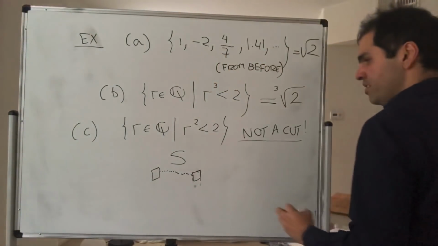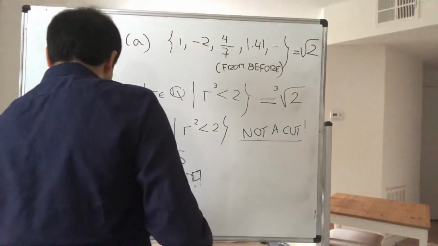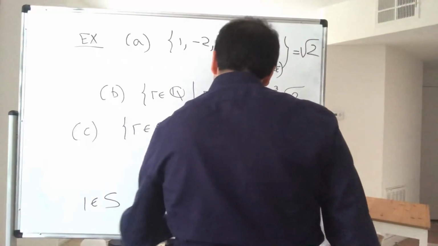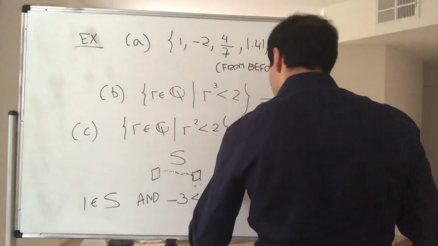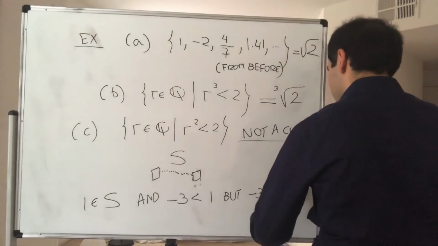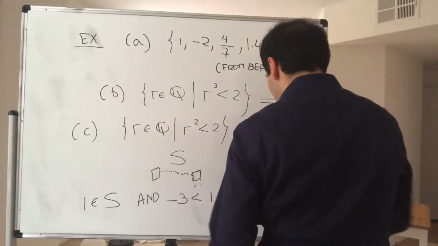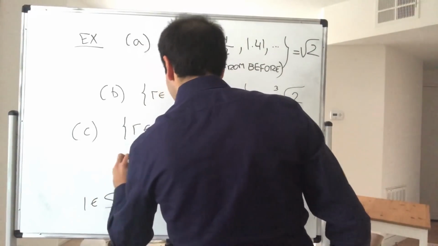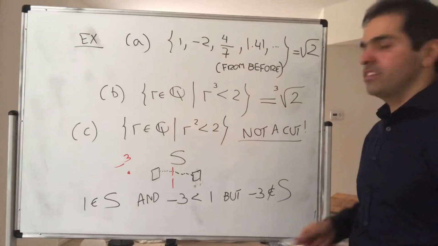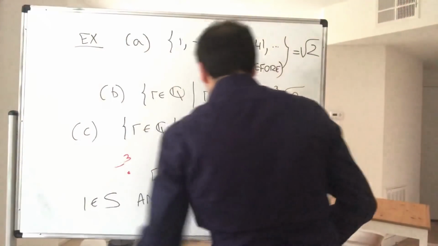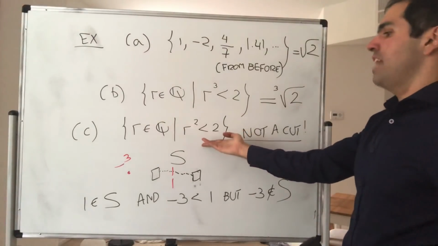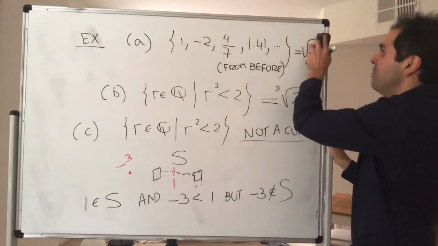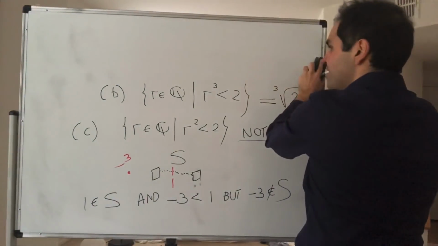But what's the issue? For instance, 1 is in S, because 1 squared is less than 2, and let's say minus 3 is less than 1, but minus 3 is not in S. You see, the number 1 is in S, but not everything smaller than 1 is in S. For instance, minus 3 is smaller than 1, so it's supposed to be in S, but it's not. On the other hand, the nice thing is you can modify it if you just adjoin the interval minus infinity to 0. So let S then be the following.